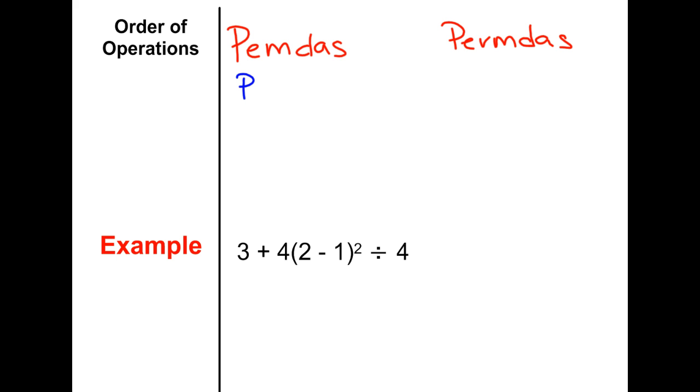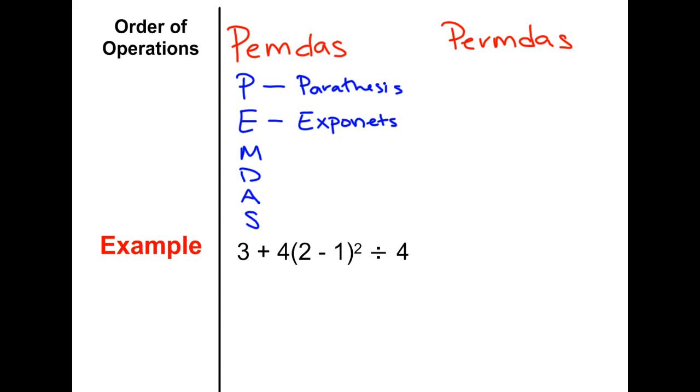So PEMDAS, P-E-M-D-A-S. So that P is parentheses. You want to do what's inside the parentheses first. Then the E is exponents. The reason I don't use the R is because what this R stands for is radicals, and technically radicals are the same thing as exponents, so I keep that in the same step.